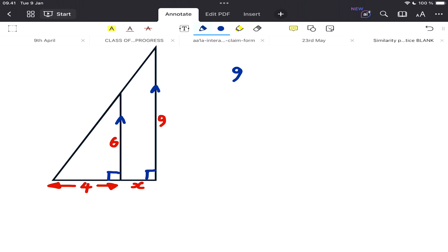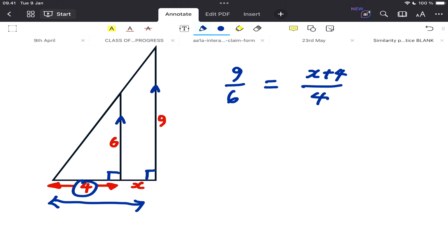So 9 divided by 6, so the 9 in the big triangle divided by the 6 in the little triangle, is the same as, now we've got x plus 4 there, x plus 4 in the big triangle divided by the 4 in the little triangle. 9 over 6 equals x plus 4 over 4. And then we can go through the whole thing again of manipulating the algebra to figure out what x is.